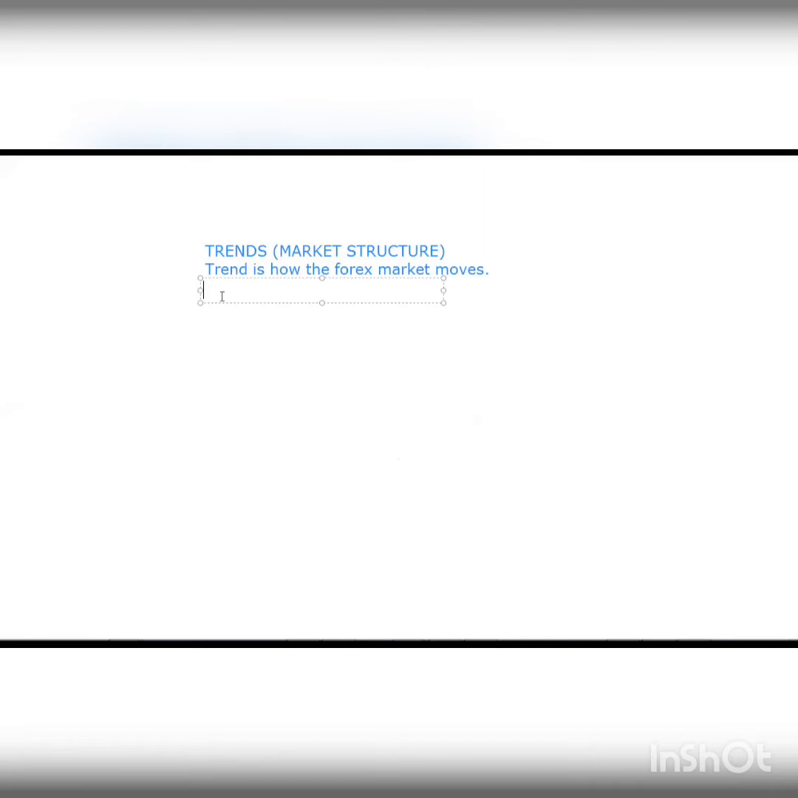We have uptrend market structure, downtrend MS, and third, we have the ranging MS. This range is also known as consolidation, and then we can call it the sideway.